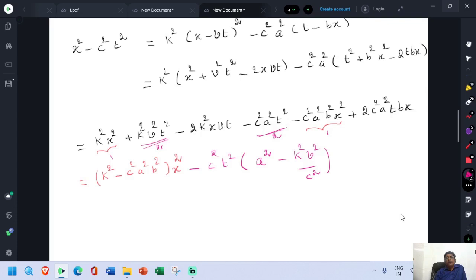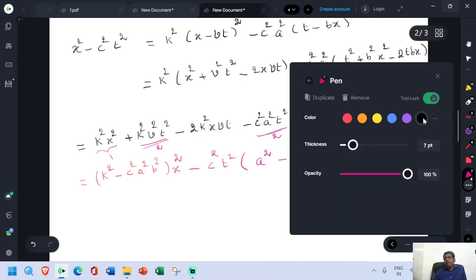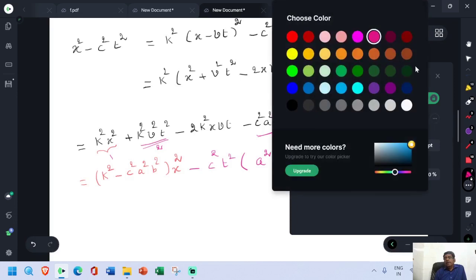Minus c square t square into a square, this term. So minus into minus plus. C square cancelled out. So plus t square k square v square. You can get this term. Only two terms are remaining in the right hand side. Now we have to align them.